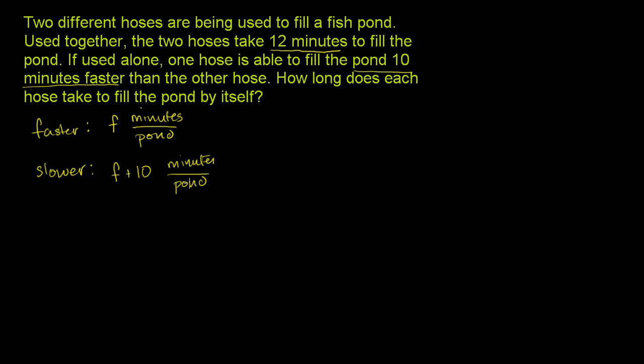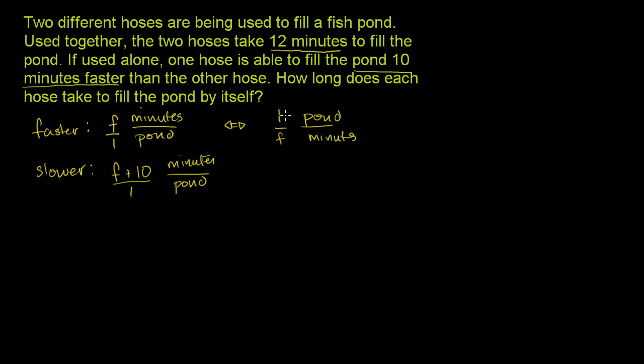Now, this is in minutes per pond, but if we want to be able to add rates together, we should really think about it in terms of ponds per minute. So let's rewrite each of these statements as ponds per minute. You could write this as f minutes per one pond, or f plus 10 minutes per one pond. And if you just take the inverse of each of these statements, these ratios are equivalent to saying one pond per f minutes. So it's really not saying anything else. I'm just inverting the ratio.